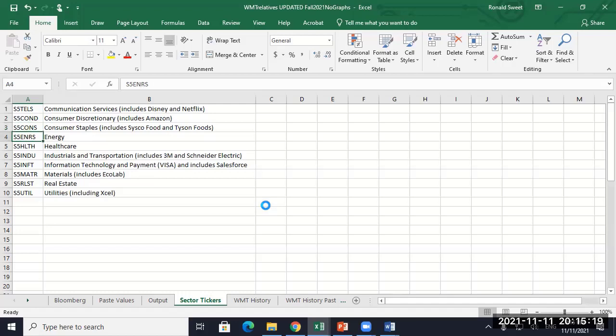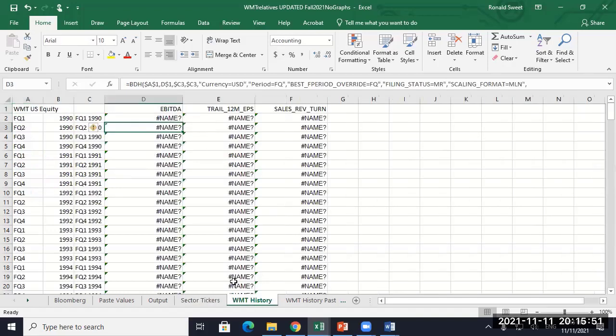There's your energy, healthcare. Oh, yeah, there's a few doing healthcare. Industrials, that includes 3M. 3M is considered an industrial, includes Schneider Electric. Information tech includes Visa. That's kind of strange, isn't it? So that's actually pretty good because you really wouldn't want to do Visa against banks anyway. Materials, that's where they have Ecolab as a chemical company, real estate, and then utilities includes Exxon. Right, so I think I got everybody. I looked through all of your stocks and I think I got everybody.